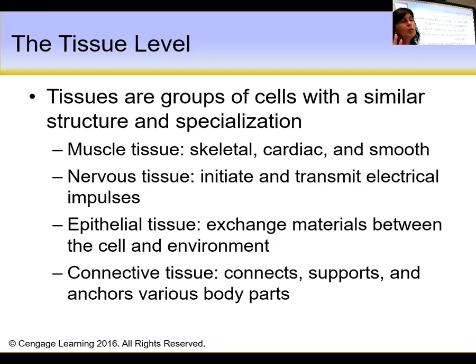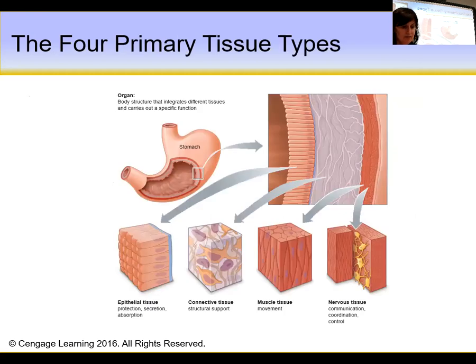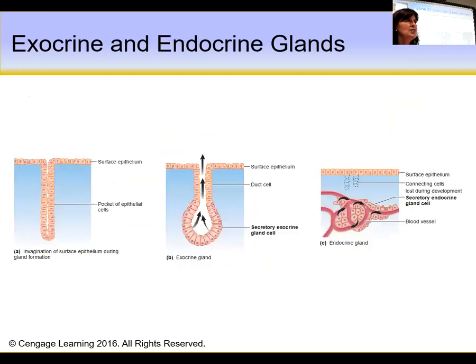All right, so four primary tissue types, right? Muscle, epithelial, connective, and nervous. Okay, you ready for a quick think time? What are the four primary tissue types? Write the spelling if you need to. What are the four primary tissue types?